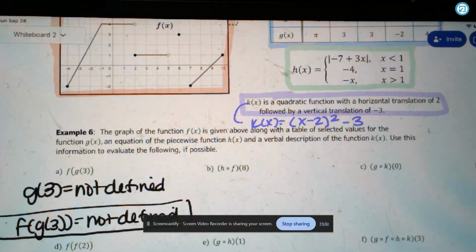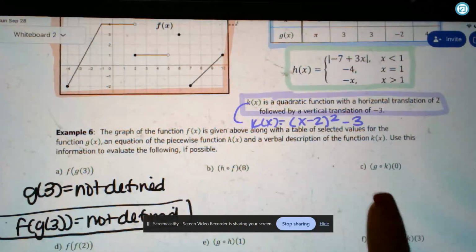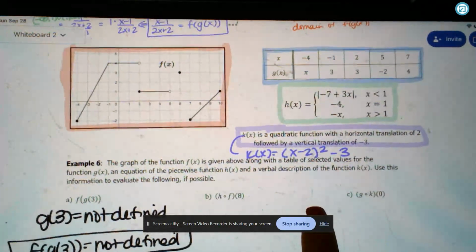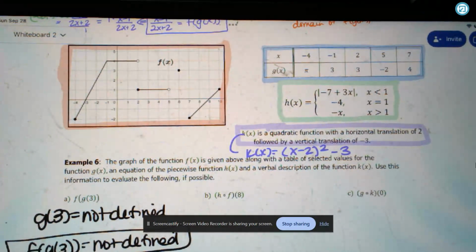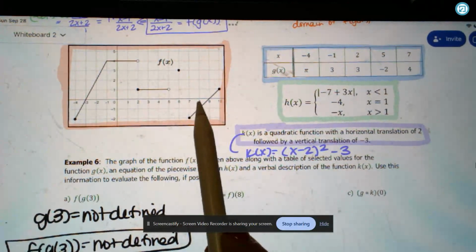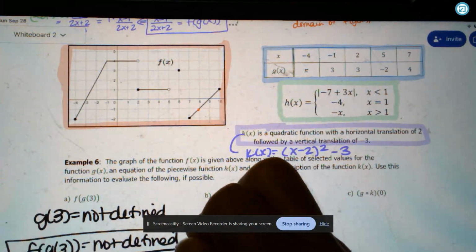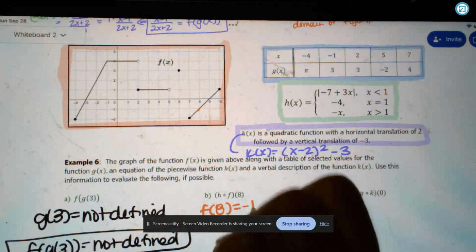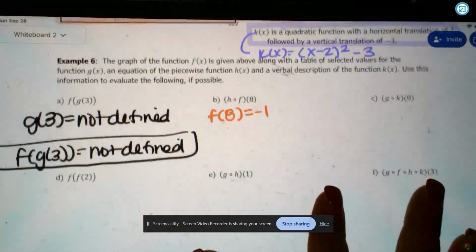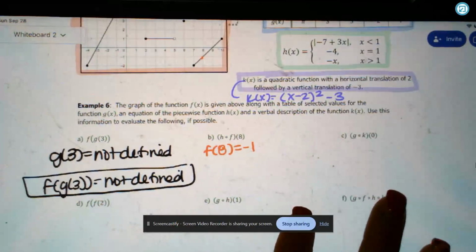All right, let's look at letter B. h of f of 8. So the first thing we want to do is look at f of 8. When I look over here at f and I go over to 8, I do have a value there. That is -1. So we know f of 8 equals -1. Then h of -1.